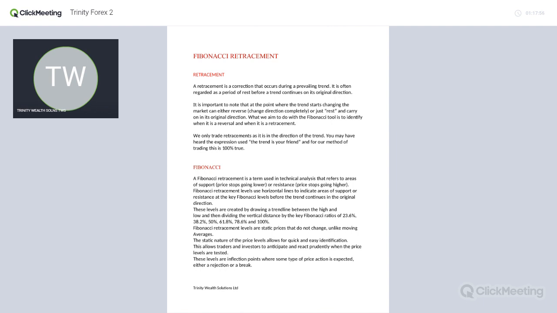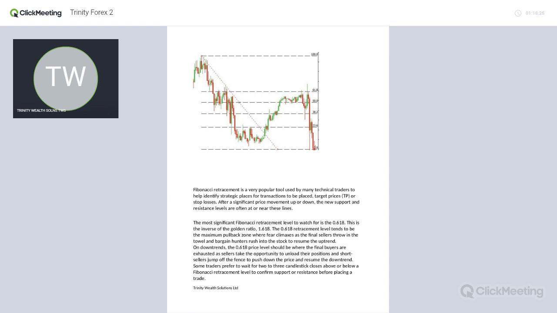So, Fibonacci is static, unlike a moving average, and a moving average is an indicator. The static nature of the price levels allows for quick and easy identification. This allows traders and investors to anticipate and react prudently when the price levels are tested. These levels are inflection points where some type of price action is expected, either a rejection or a break, right? And that's an illustration of a Fibonacci ratio, all right?